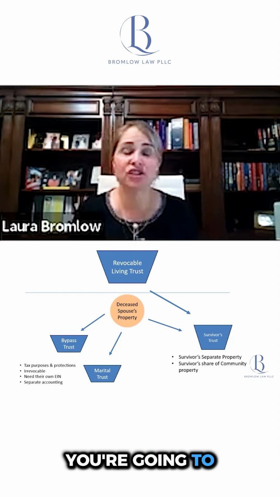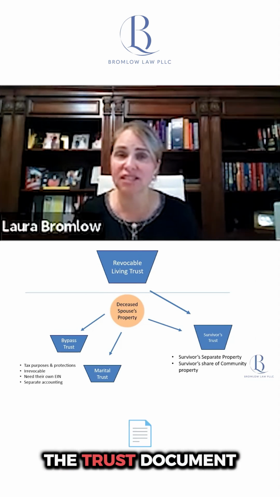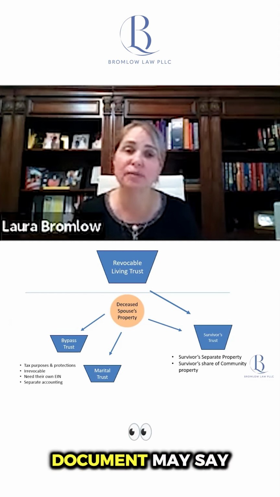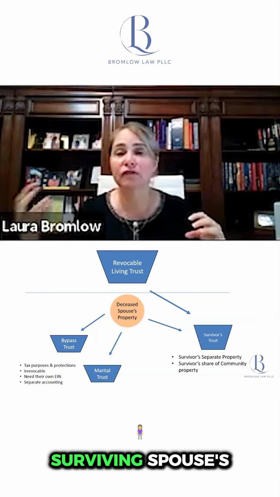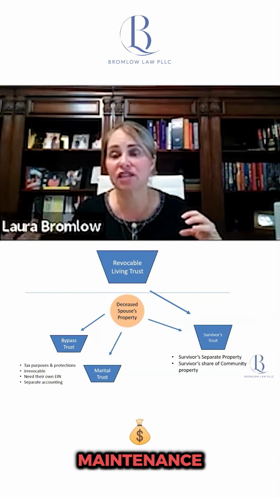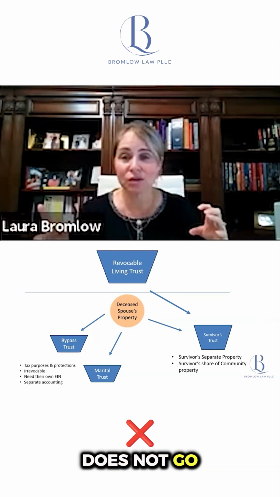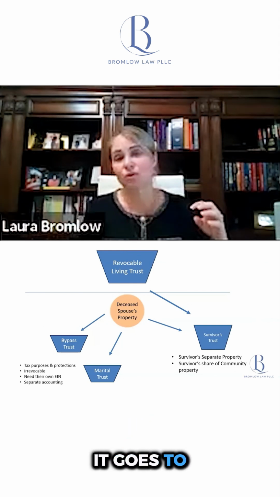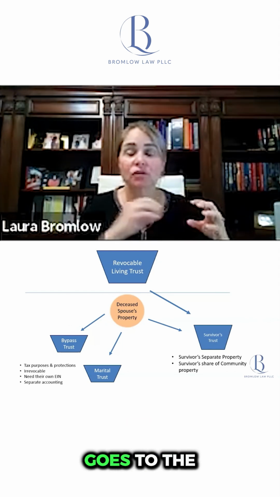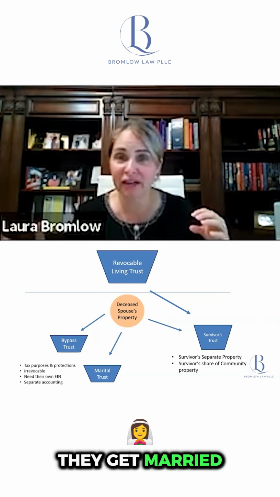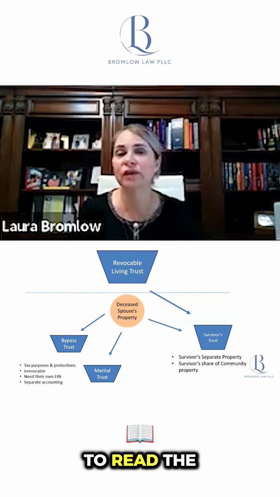And then you're going to make sure that you make distributions from these trusts based on what the trust document says. So the trust document may say the bypass trust is to be distributed for the surviving spouse's health, education, maintenance, and support. It may say the bypass trust does not go to the surviving spouse, it goes to the children. Or it could say the bypass trust goes to the surviving spouse until they get married. If they get remarried, then it goes to the kids. Okay, so you have to read the trust.